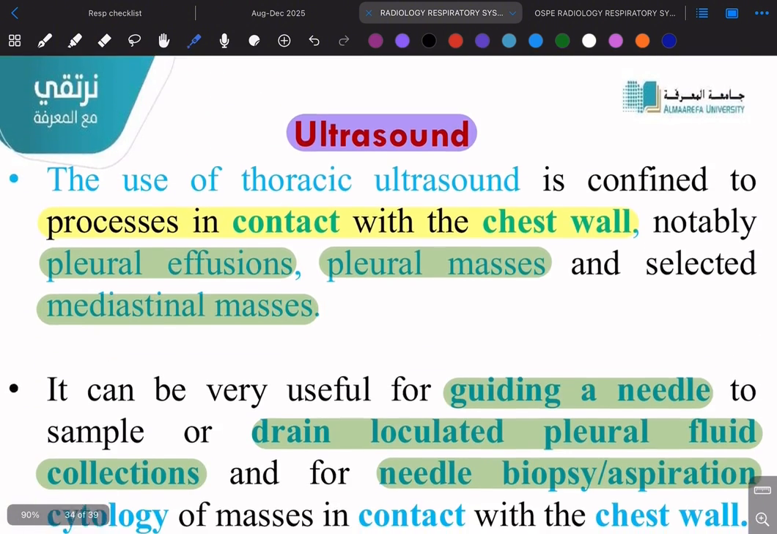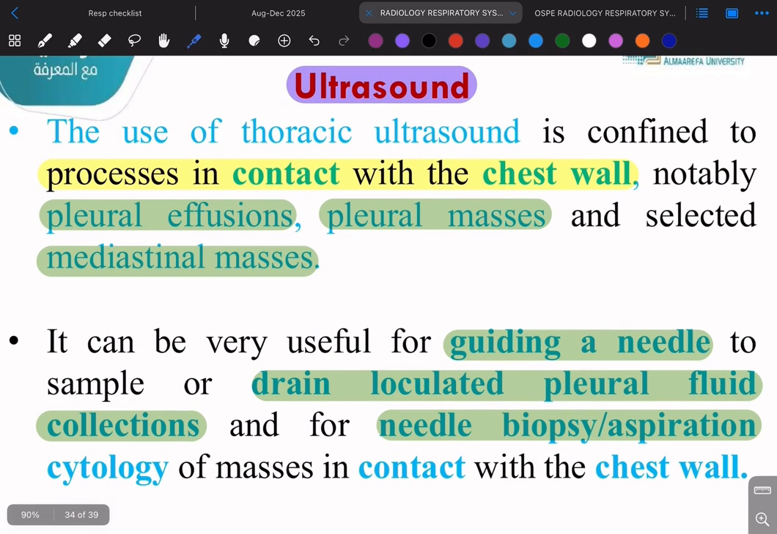Then the last thing we have is the ultrasound. The ultrasound is a very simple and cute method, okay? So we don't really use it in the major or big things. We use it in pleural effusion, pleural masses, mediastinal masses, and so on. And the most important thing for the ultrasound is we use it for guidance of the needle.